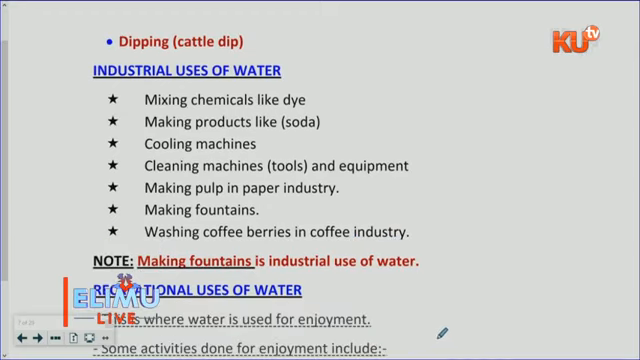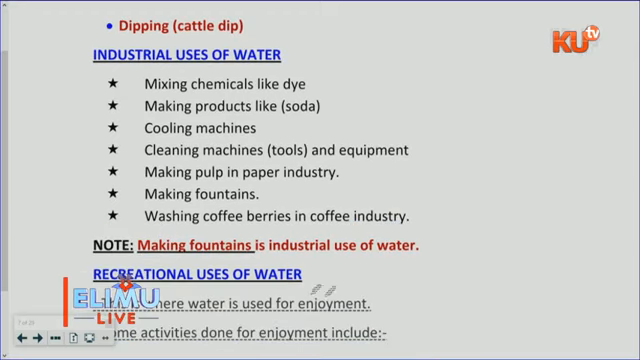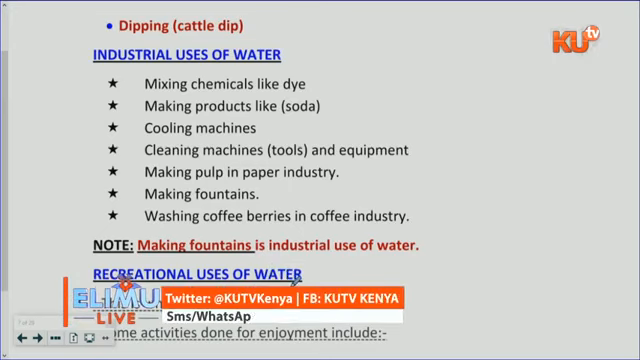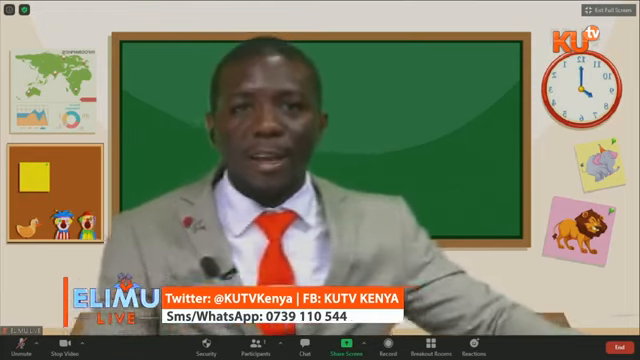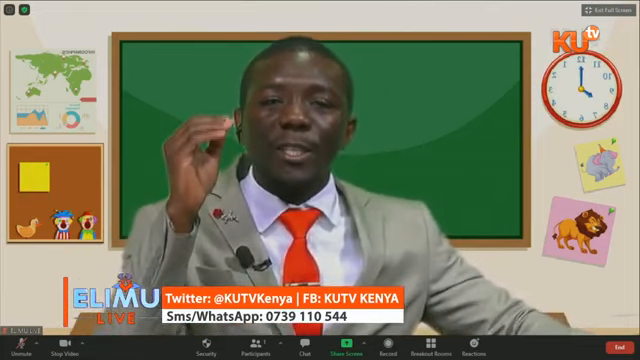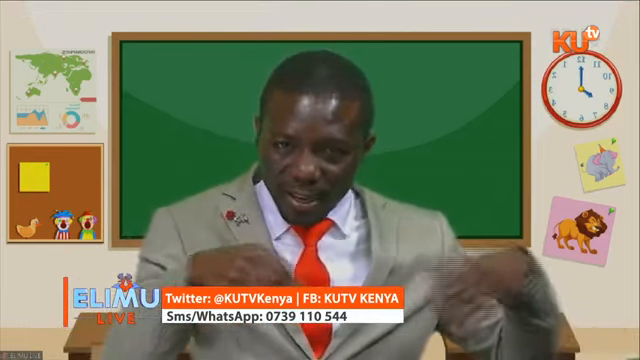Back to industrial uses of water. Industries are also known as factories. We know factories are manufacturing centers. We have manufacturing industries, processing industries, assembling industries, different types of industries. And these industries use machines, so the machines run.